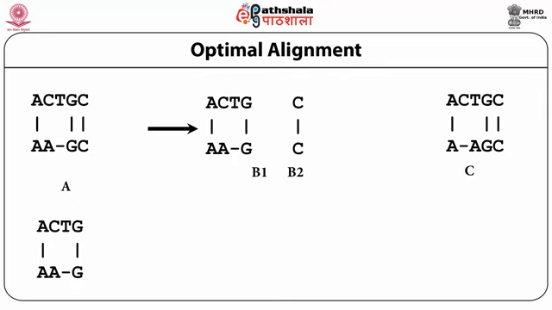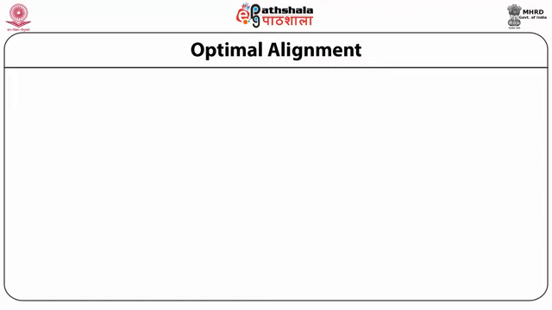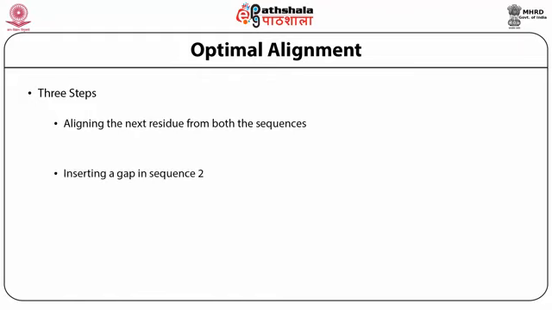Further moving, another pair of bases from B gives us a situation shown in D. This step would require inserting a gap in sequence 2. This brief consideration shows that at any step there are 3 possibilities: aligning the next residue from both the sequences, or aligning the next residue from sequence 1 with a gap in sequence 2, or aligning the next residue in sequence 2 with a gap in sequence 1.